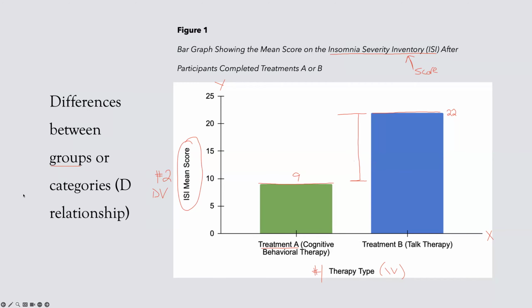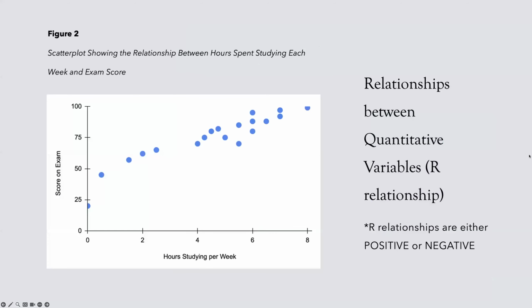Now, you can have other types of relationships. The other type of relationship you might have is a relationship between quantitative variables, and these are going to be either positive or negative. We're talking about two variables for right now. This is a scatter plot. And we're saying that as one variable changes, we see that the other variable changes in either a negative or positive direction. So here we have scores on the exam, and that's our y-axis. And then our x-axis is hours studying per week.